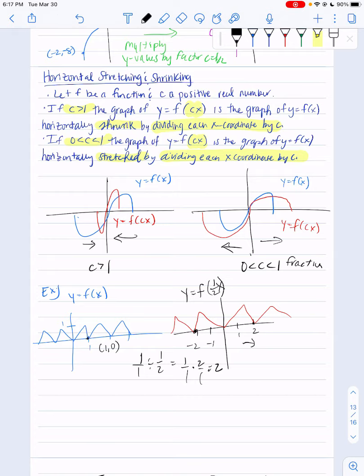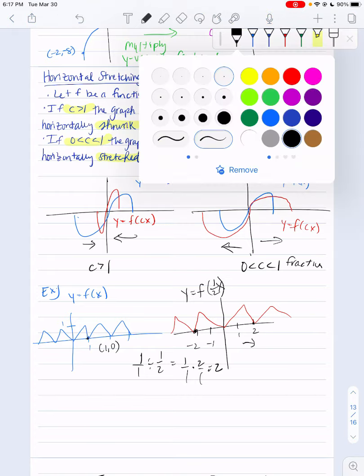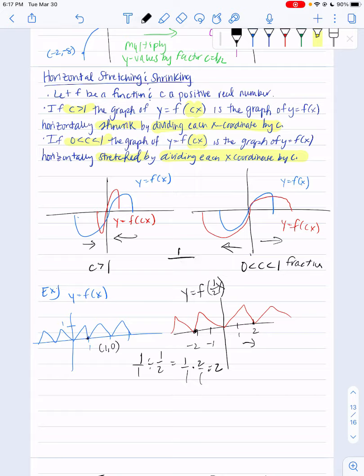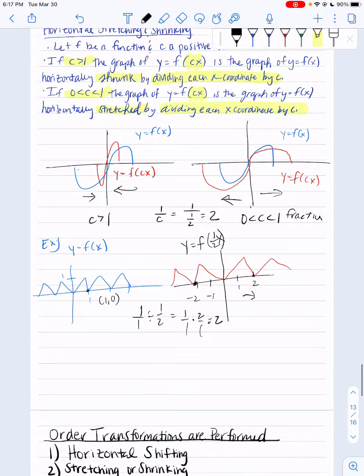Now, if you think of c being between 0 and 1, we have a fraction. And if we're stretching the graph by a factor of 1 over c, well, c is a fraction. So say c was 1/2. So we would really have, let me do 1 over c. If c was 1/2, we really have 1 over 1/2, which is really 2. So we're stretching the x coordinates by a factor of 2. So that's why it's stretching and it's expanding out.